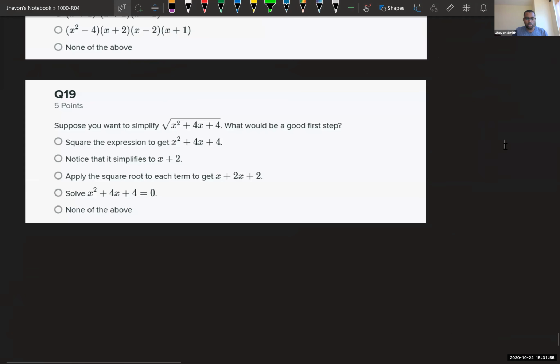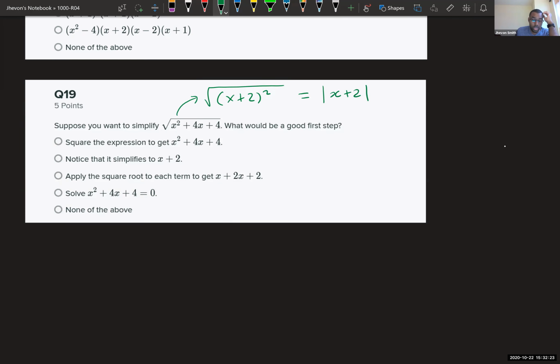Suppose you want to simplify this. What would be a good first step? Well, you could actually simplify it. You'd actually know what steps there are to take. This would be the square root of, notice that the inside is a perfect square. This is actually just x plus 2 all squared. And we know that if we take a square root of a square, that gives us the absolute value. So this actually simplifies to the absolute value of x plus 2.